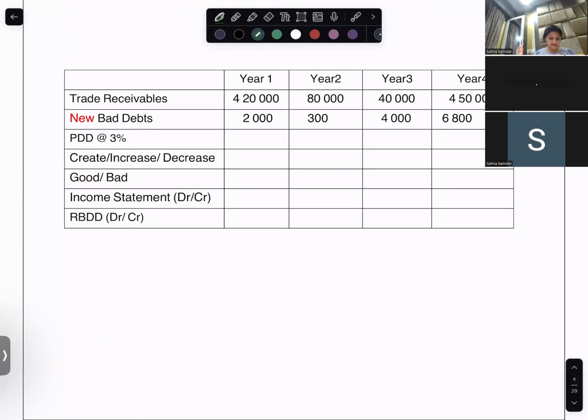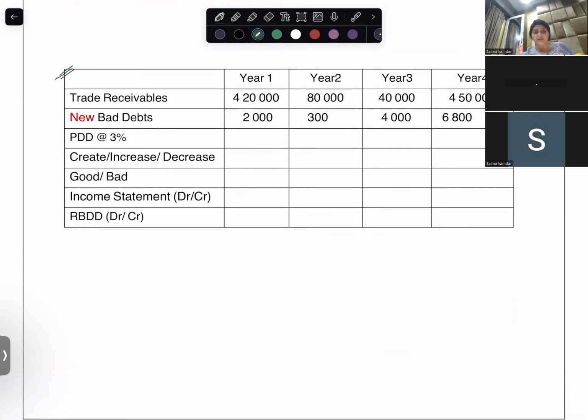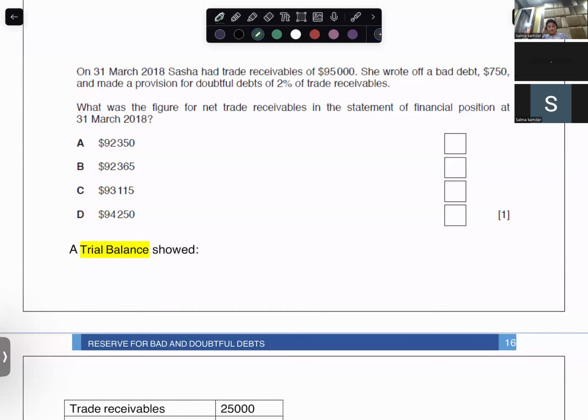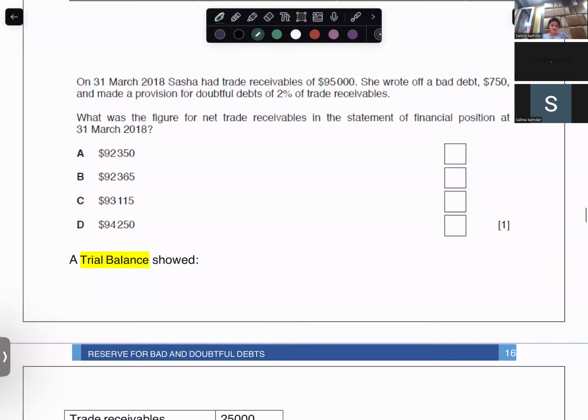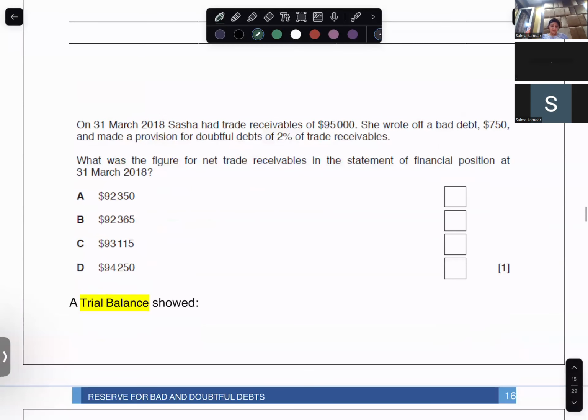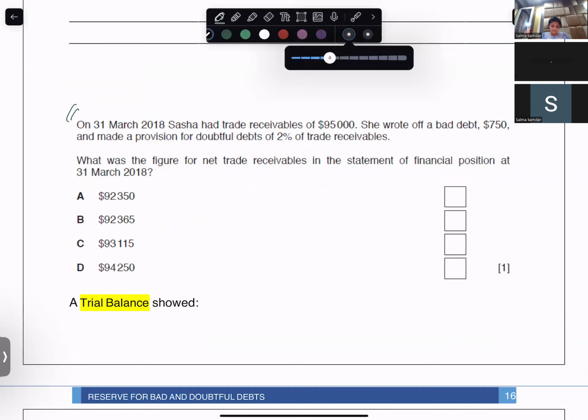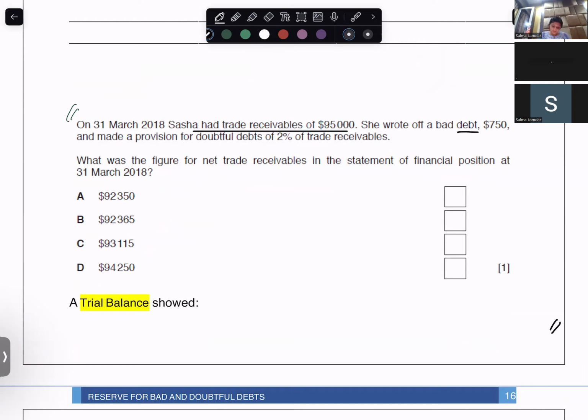This all is done, right? Do this for me, I will pause the video. The past paper question of provision for doubtful debts. Read: On 31st March 2018, Sasha had trade receivables of 95,000. She wrote off a bad debt of 750 and made a provision for doubtful debt of 2% of trade receivables. What was the figure for net trade receivables in the statement of financial position at 31st March 2018?